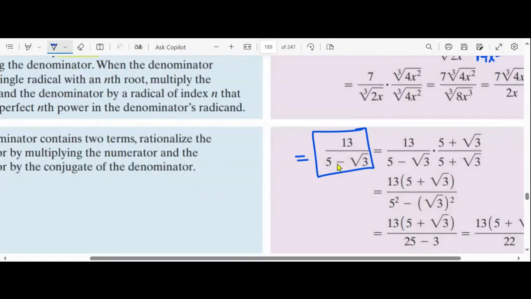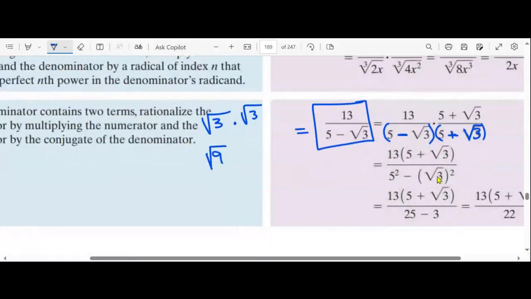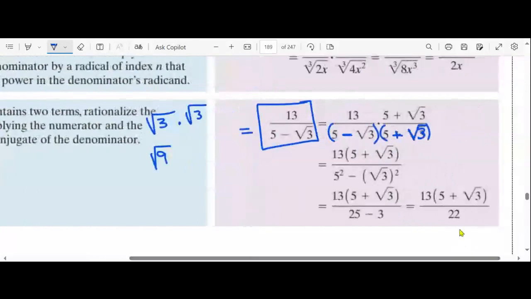So how can I get rid of the square root of 3? I cannot. The only way to do it is to get the square root of 9. To get the square root of 9, I have to multiply times the square root of 3, correct? So that's what he did here. But we use a conjugate, so we have to multiply times the same terms, except the sign has to be different. When you multiply this times this, you get 5 squared minus the square root of 3 all squared. And you know that the square root of 3 all squared will give you what? 3. Take away 3 from 25, you get 22.